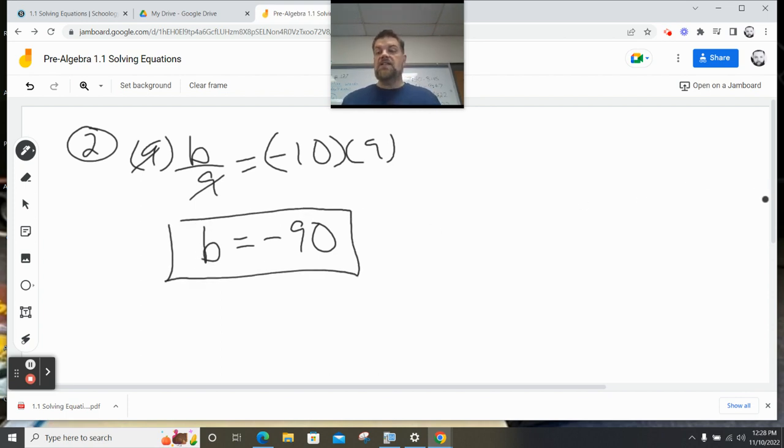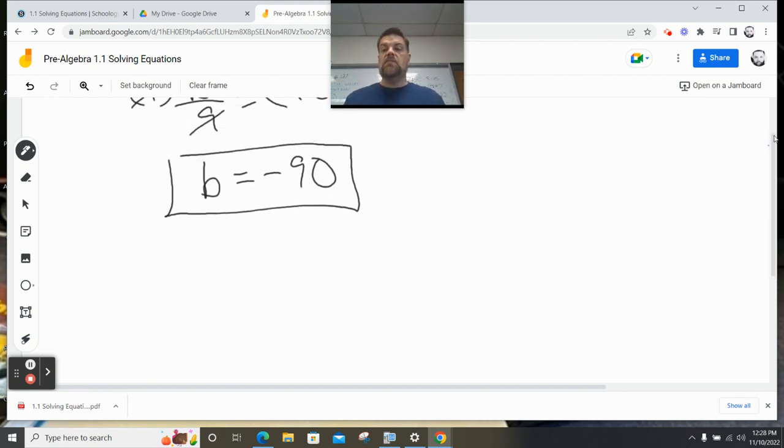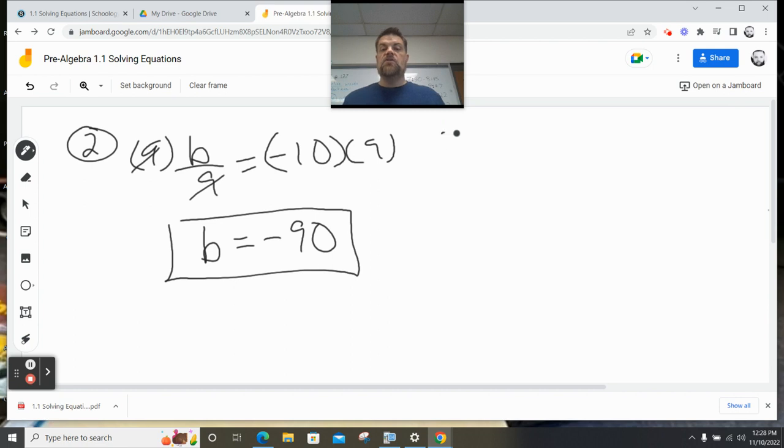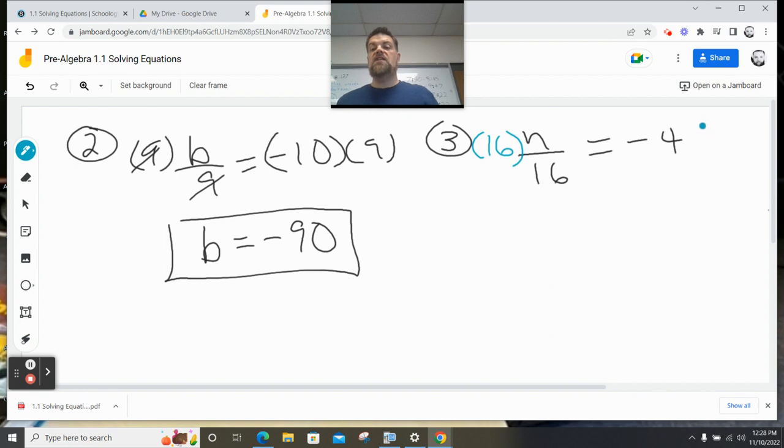And to save time, I'm just going to keep writing on this page. Let me go up here so you guys can see what I've written down. So for problem number 3, I've got n over 16, or n divided by 16, is equal to negative 4. What's the 16 doing to the n? It's dividing, so we would multiply by 16. Whatever I do on one side of the equal sign, I have to do to the other.